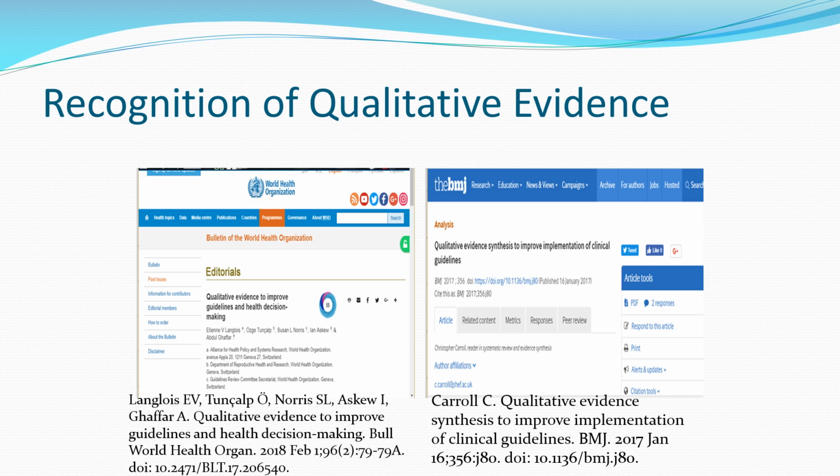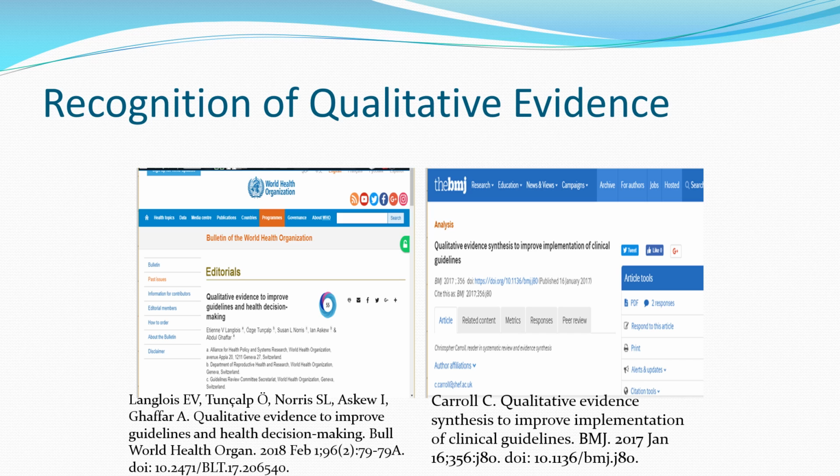Importantly, qualitative evidence and its value is being increasingly recognized. On the left-hand side here, we have an editorial from the Bulletin of the World Health Organization talking about the value of qualitative evidence in guidelines and health decision-making. The World Health Organization uses an evidence to decision framework, and within that is a section on values and preferences, and this is typically populated by qualitative evidence.